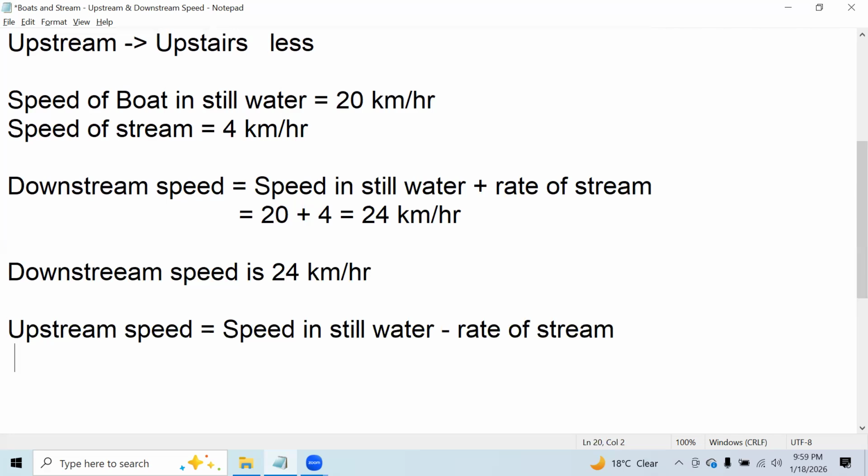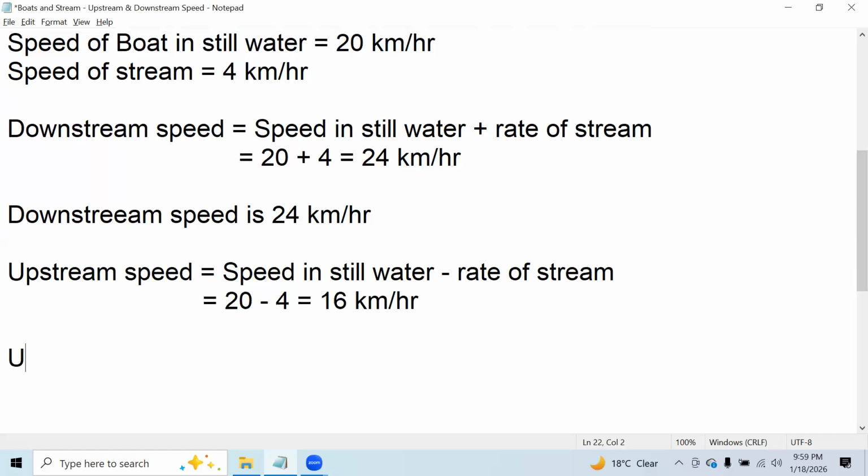So upstream speed is nothing but speed in still water minus rate of the stream. The speed in still water is 20 and the rate of the stream is 4. So 20 minus 4 becomes 16 kilometer per hour. So upstream speed is 16 kilometer per hour.